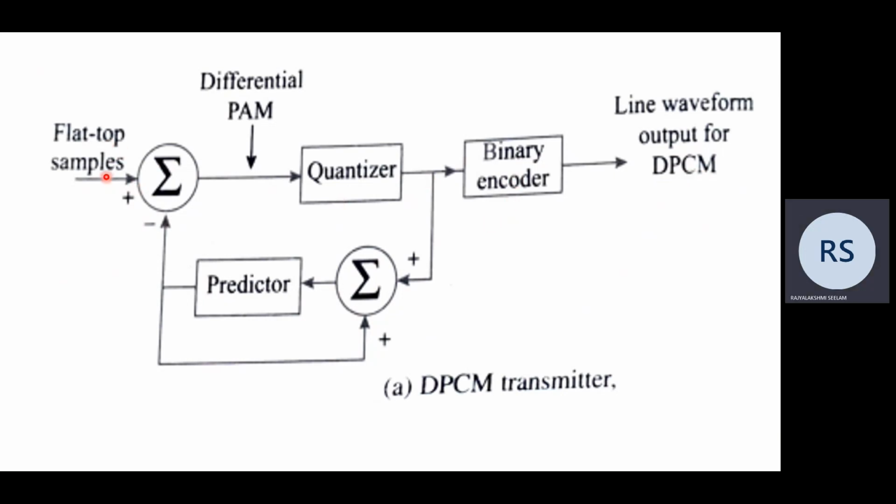So these are the samples. We take the difference of the output of the predictor and these samples, so that we obtain the differential PAM. We send it to the quantizer, and the input to the predictor is obtained from the output of the quantizer. We send this differential PAM to the binary encoder, so that we obtain the line waveform output for the DPCM.